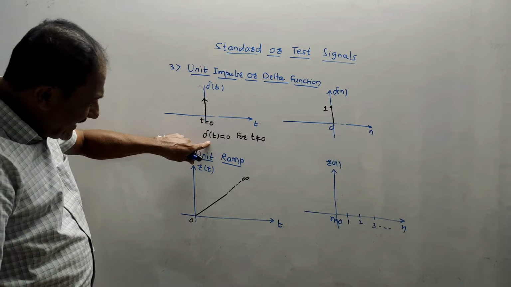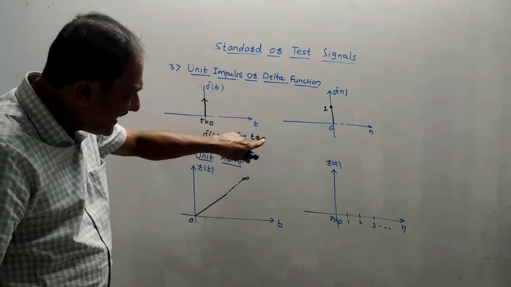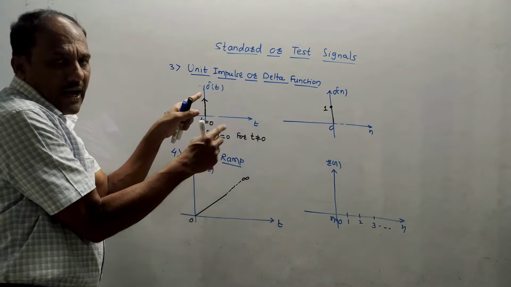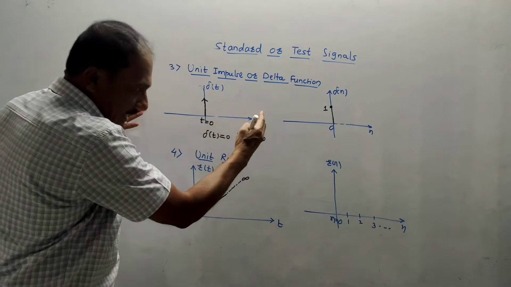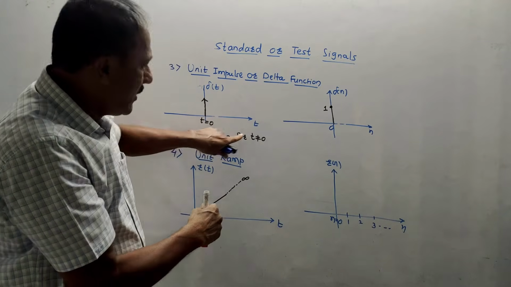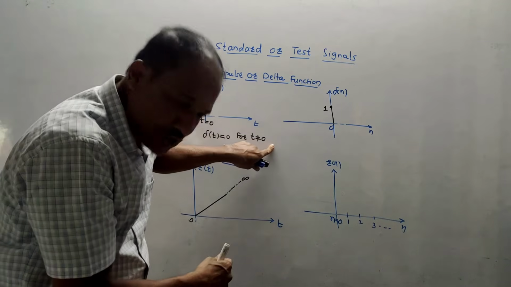It is defined as delta t equals 0 for t not equal to 0. It means it is present only at t equals 0, and for all other values of t, this pulse does not exist. So delta t is 0 for t not equal to 0.